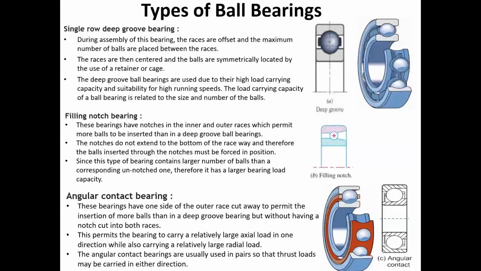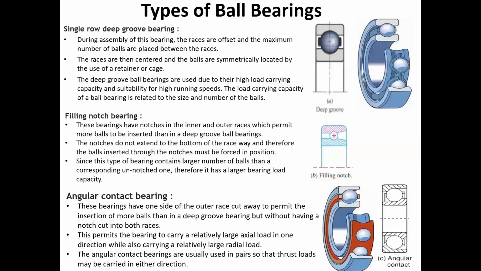If we are using an extended shoulder in only one race, then such a type of bearing can bear the axial load only in one direction. If we provide the extended shoulder in both races, then such a type of bearing can sustain the axial load in both directions.